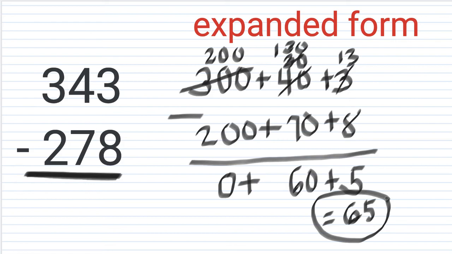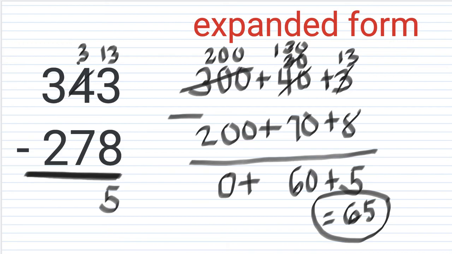Let's try if we have the same answer in the shortcut method. Let's have this one. 3 minus 8 cannot be because 3 is less than 8. So 3 will borrow 10 from 4. In shortcut, if you borrow 10, you will just subtract 1 from this number. So 4 minus 1 becomes 3. Now, since you borrowed 10 from here, you will add 10 here to 3. So 10 plus 3 becomes 13. Now, 13 minus 8, that is 5.